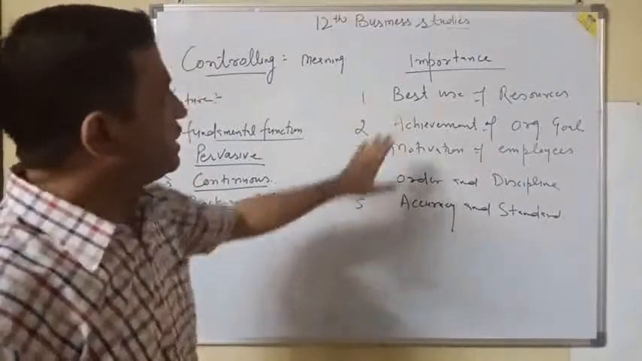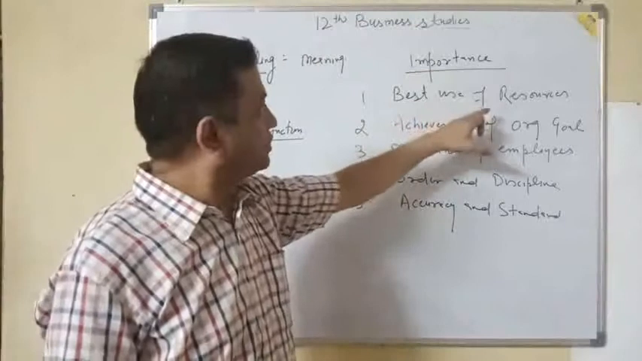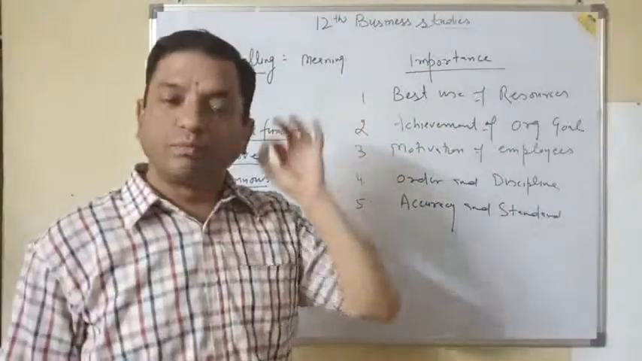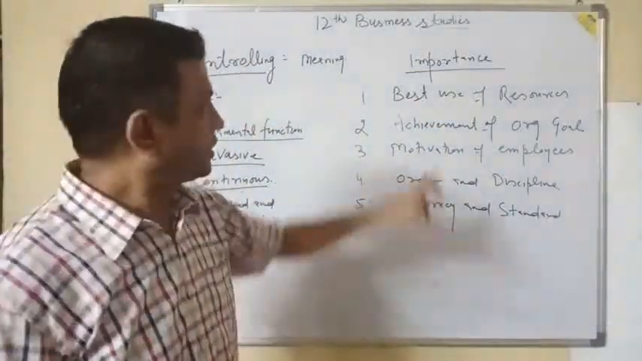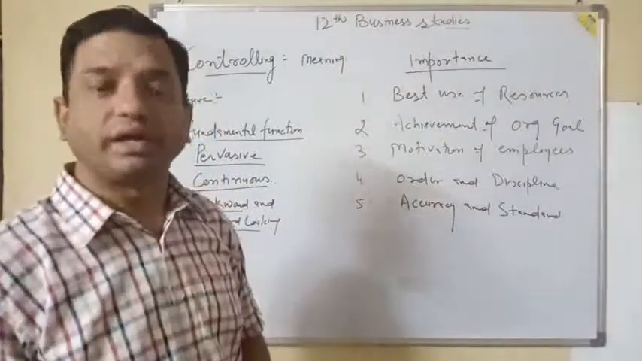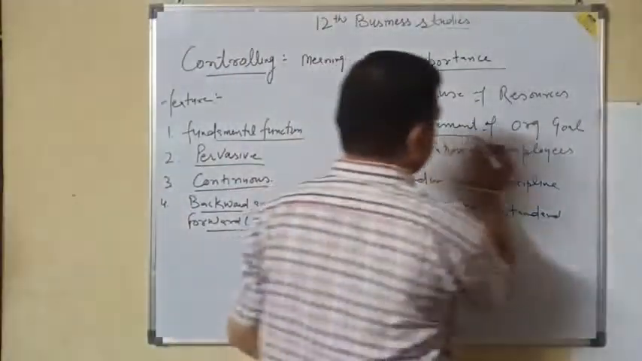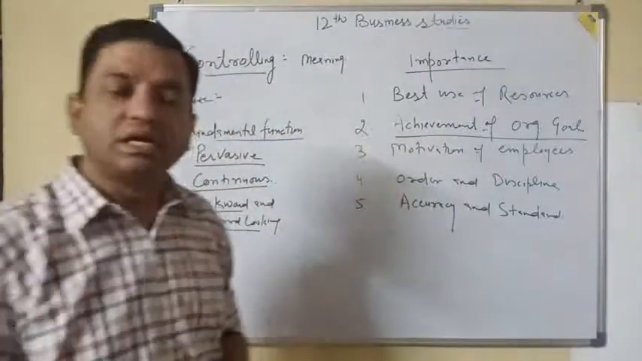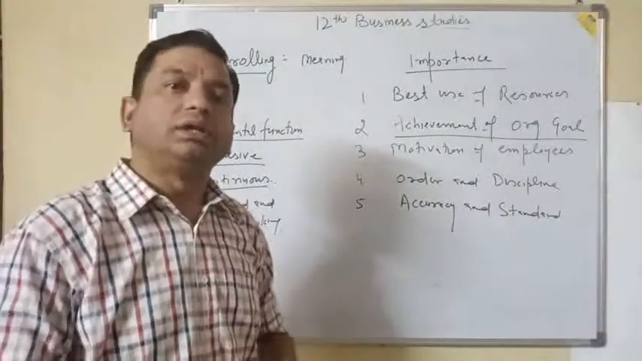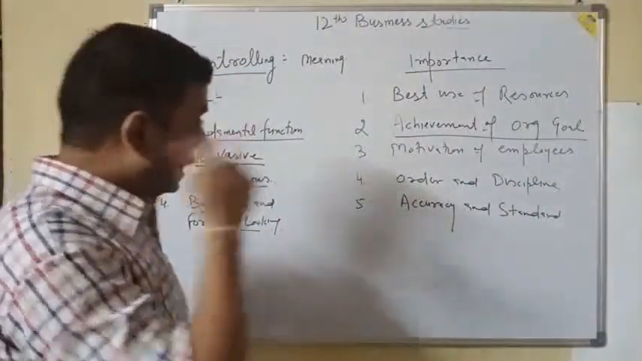Then definitely physical resources and human resources will be used up to the best possible extent. Second, achievement of organizational goal. Sometimes what happens is that some of the employees start thinking about themselves. Like, I am giving you one example.